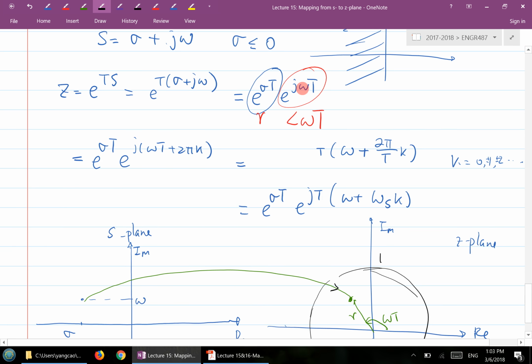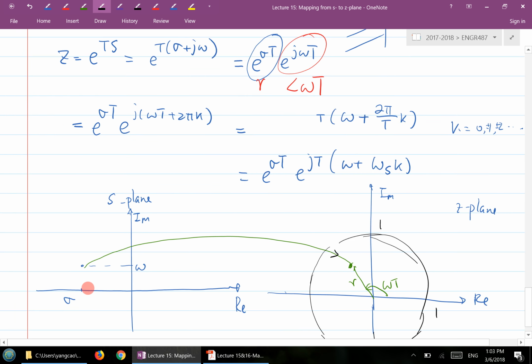However, mathematically, I went over a few more steps here. Mathematically, from here we can come over here, and from here to here it is equivalent. But physically, what does it mean? Originally you have a sigma and omega, and now you have a sigma and omega plus this one here. Sigma is not changing, so you have omega here. Let's say k equal to 1 or negative 1, which means omega plus omega s.